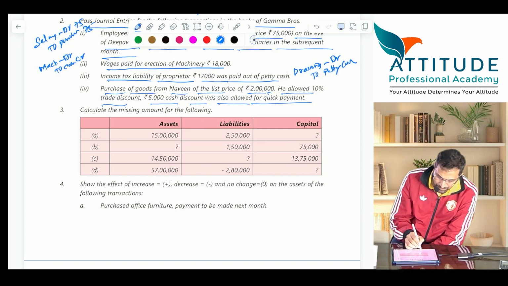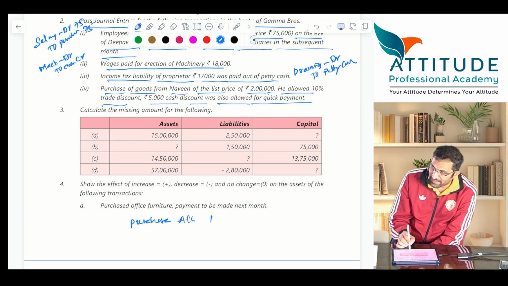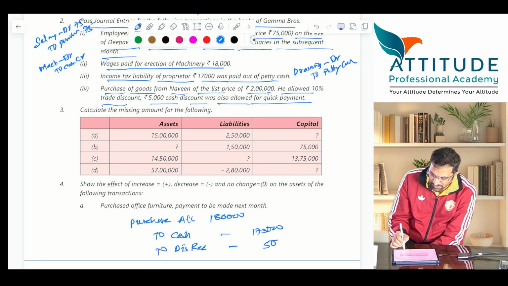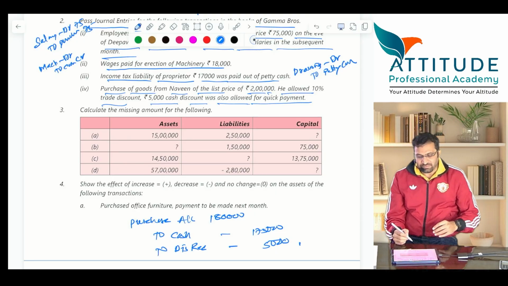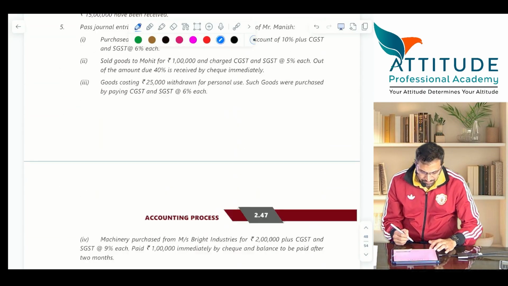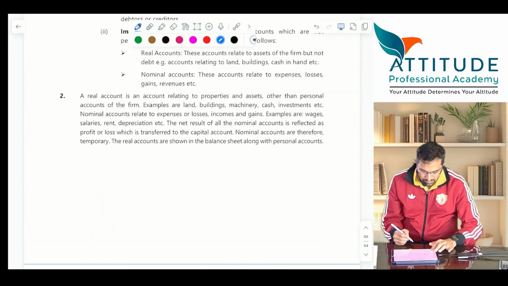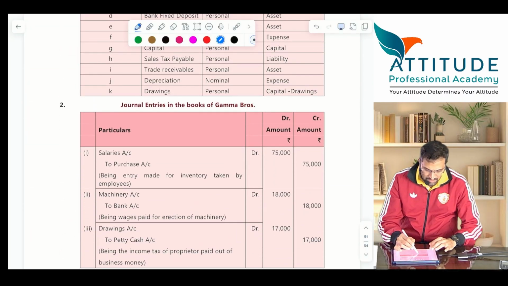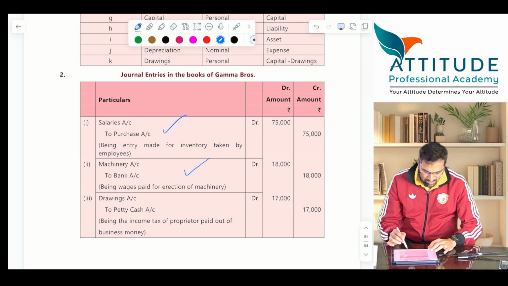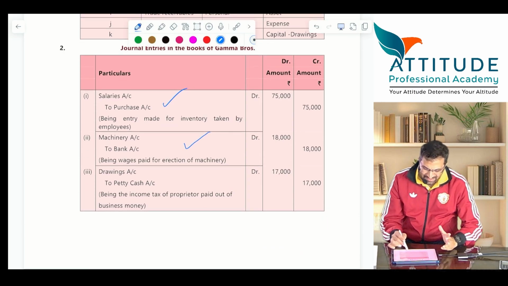Entry, tell me. Purchase account debit. How much? 2 lakhs, or 1,80,000, or 1,75,000? 1,80,000, not 1,75,000. To cash, you have paid 1,75,000. To discount received, how much? 5,000. Is that clear? Let us check the entries. Is it correct? Salary to purchases. Machinery to bank.